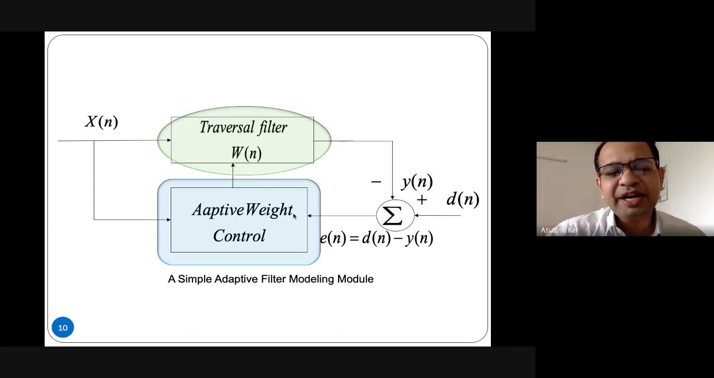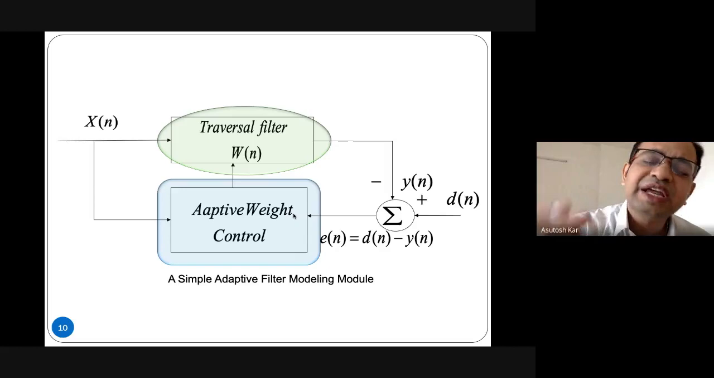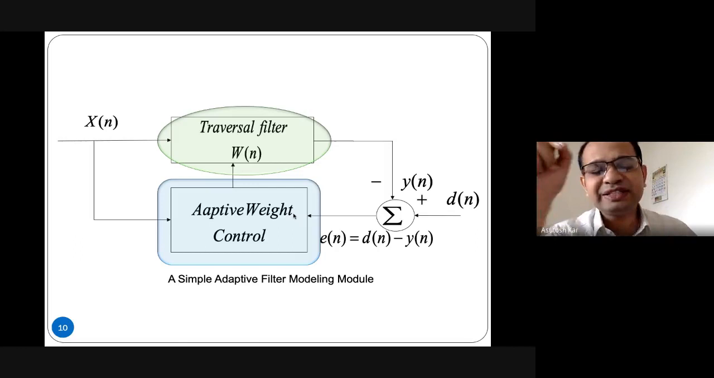So how does the weight control mechanism work? It works on the principle of optimization. What does it optimize? It optimizes the difference between the desired signal and the actual signal. That is the error signal. Does it optimize the error? No, not directly the absolute value of the error.